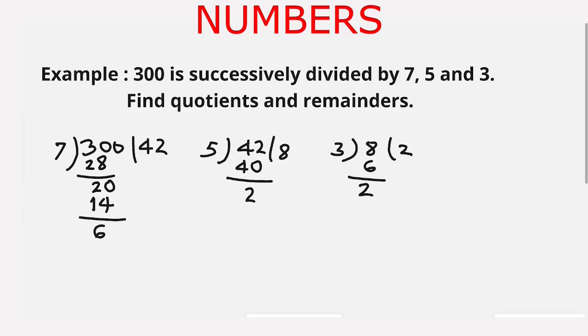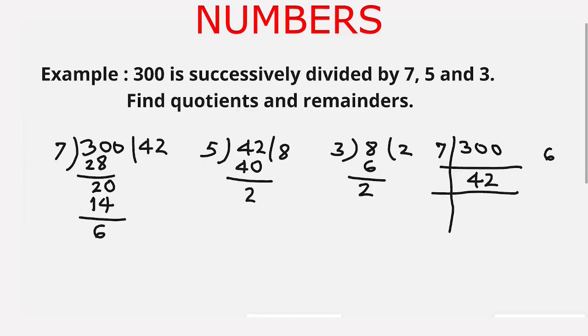Now we divide it by shortcut method. 300 divided by 7. 7 times 4 is 28. 30 minus 28 is 2. We carry 0. It becomes 20. 7 times 2 is 14. And 20 minus 14 is 6. So our remainder is 6.